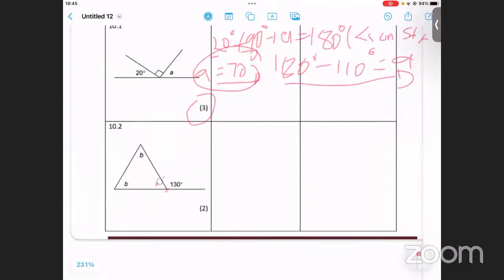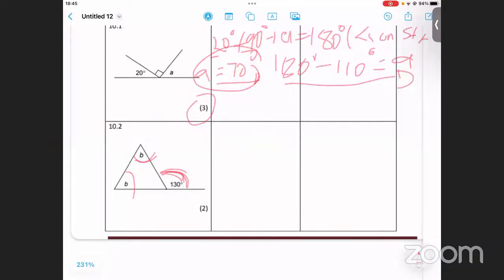I'll show you how to do this one. Remember the rule that says an exterior angle, outside the triangle, is equal to the two opposite interior angles. So this angle that you see here is equal to these two added together. That means B and B are going to be this one divided by 2, 130 divided by 2.